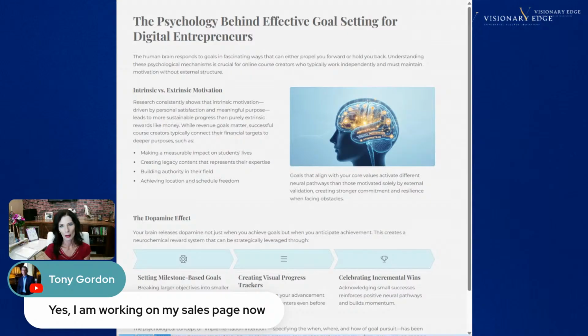So the psychology behind effective goal setting for digital entrepreneurs is, the human brain.